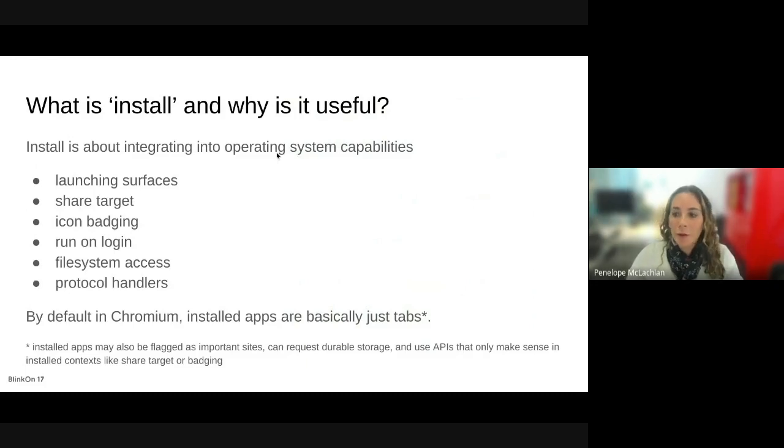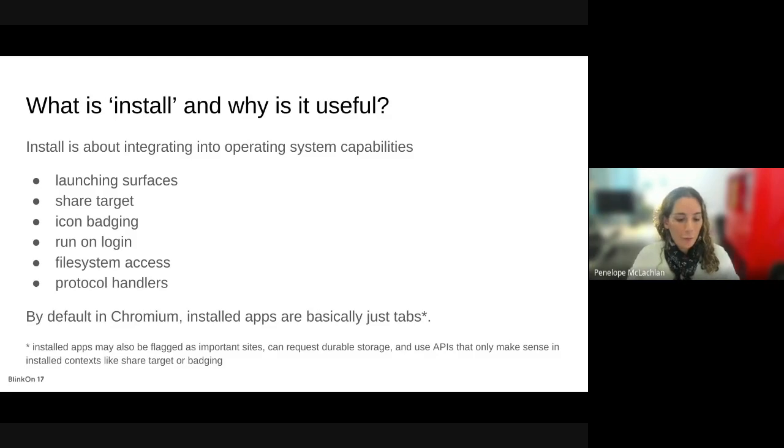So to begin with, just to get everyone on the same page, let's cover what installing is and why it's useful. Install is largely about integrating web apps into operating system capabilities, things like launching surfaces, share targets, badging, the ability to run on OS login, file system access, protocol handlers. However, by default, in Chromium installed apps are basically just tabs. Like they don't get a lot of extra powers.